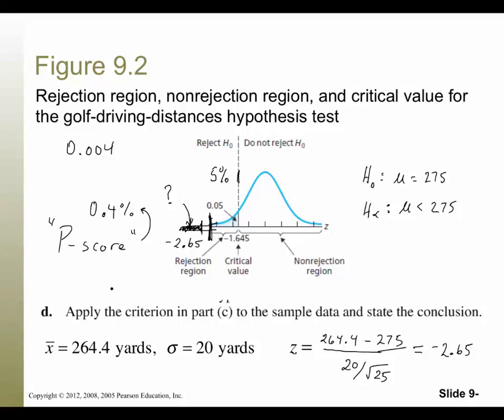So z's are comparing with z's, right? We're going to get a z for our significance level. We compare that to the z, and then the significance level compares with a p-score, right? Because those are probabilities. So this 0.4%, we compare that to 0.05, and then this critical value of negative 1.645, we compare that to the z that we calculated.